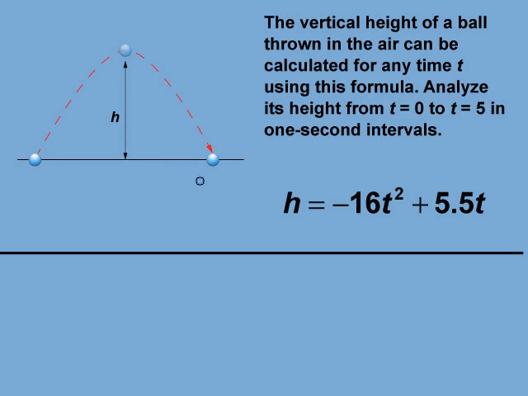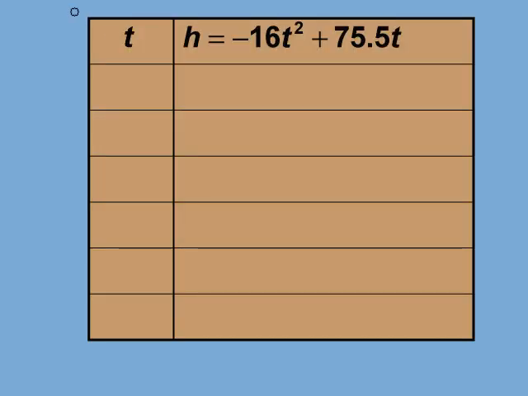We start by setting up a two-column table. In the first column will be the t values from 0 to 5. In the second column will be the values of h for each value of t. Let's fill out the first column of values. As shown here, you can see that there are 6 values of t that we want to evaluate, from t equals 0 to t equals 5. Each t value represents a time value. So at t equals 0 is when the ball is still at ground level.